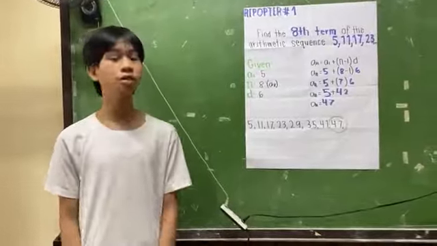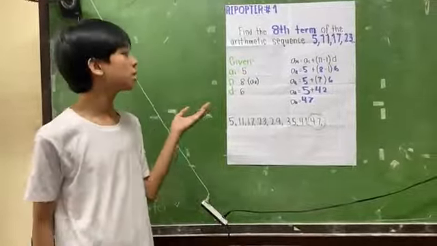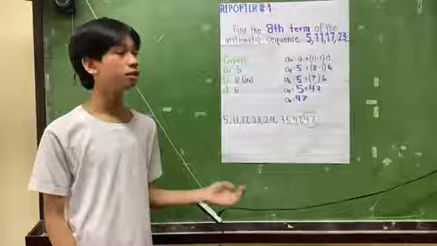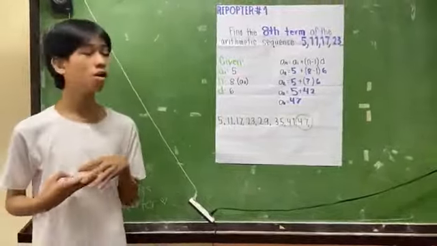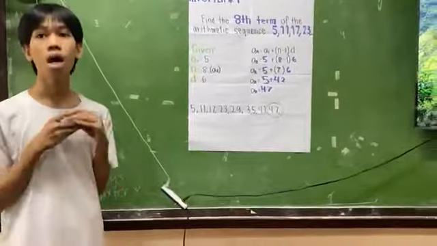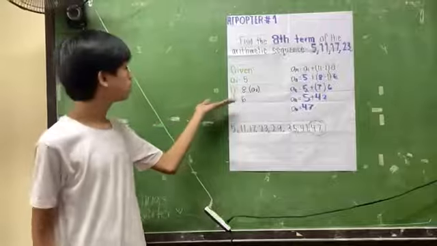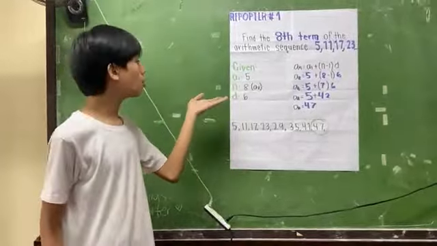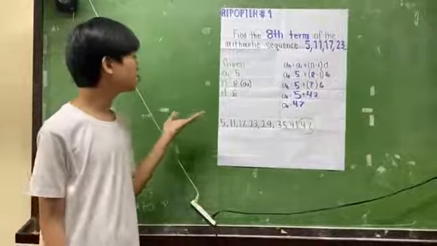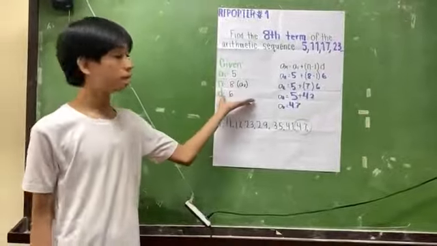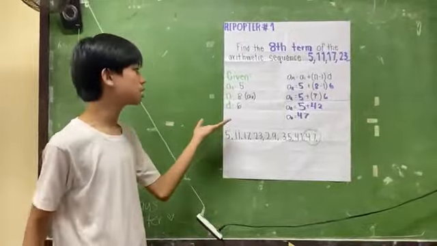Our problem for today is: find the eighth term of the arithmetic sequence 5, 11, 17, and 23. But before we solve that, let us identify first our variables and the given. Our variables are the a sub 1, the nth term, and our common difference. Our a sub 1 is 5, and our nth term is 8, meaning we are going to find the a sub 8 of our arithmetic sequence. And our common difference is 6.